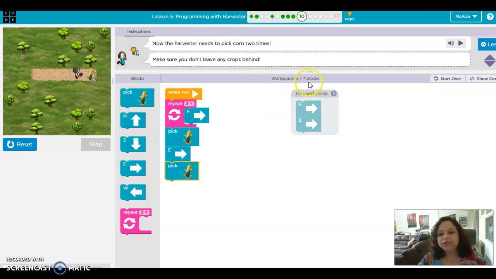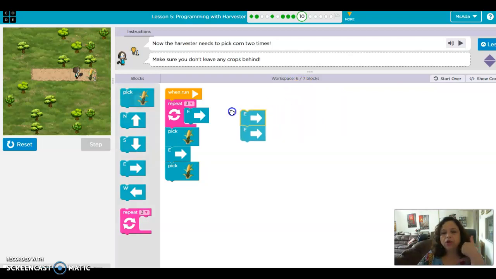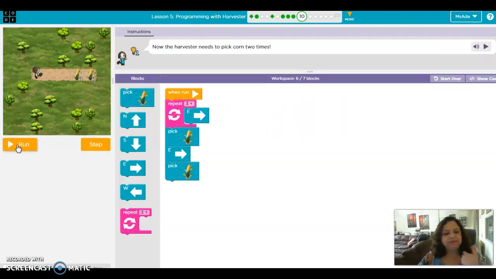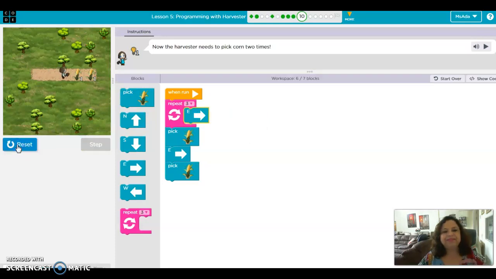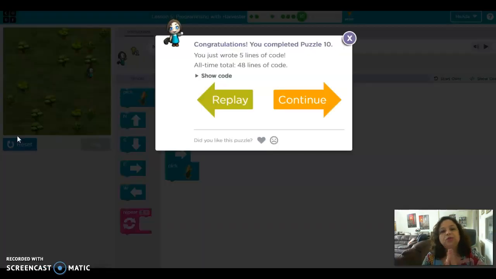So, can you see I could use 7 blocks, but I only used 6, because the fewer blocks I use, the better. It means you are a very good programmer. You can really code well. Okay, so let's see. Yes, 1 corn, 2 corns. Well done. So now you can keep going, and I'm going to show you a little bit in another video about lesson 7.